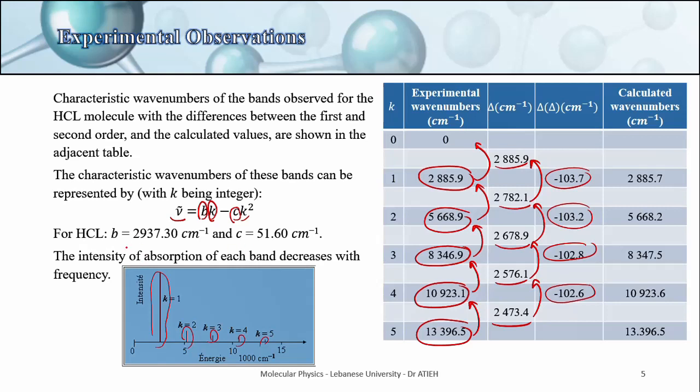For HCl, B was found to be equal to 2937.3 cm⁻¹, and C was found to be equal to 51.6 cm⁻¹. So let's check if using this empirical formula gives calculated wave numbers close to the experimental values. So using this formula and the values of B and C, we were able to calculate the wave numbers again to check if our guess is true or not. We were able to calculate the wave numbers again, with values very close to the experimental wave numbers.